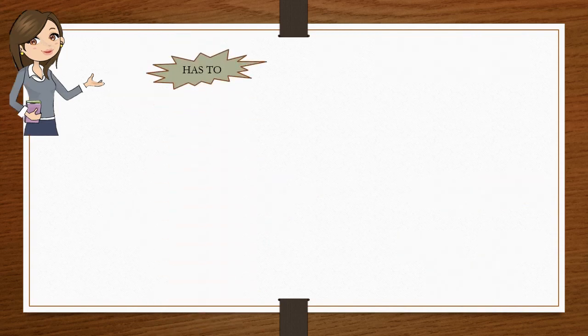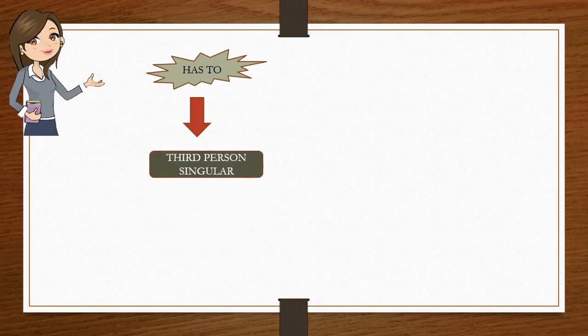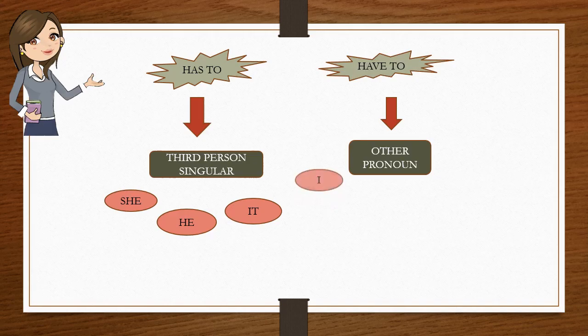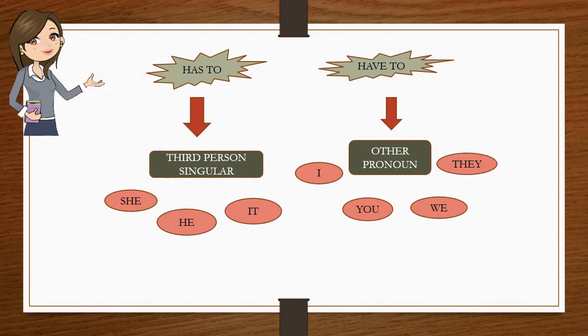Has to is used with the third person singular, which are she, he, and it. And have to we use with the other pronouns that are I, you, we, and they.